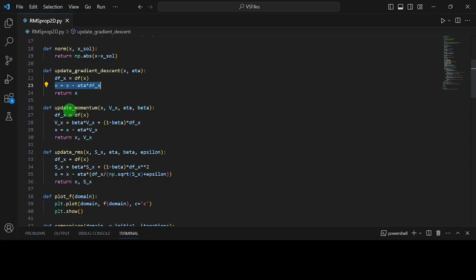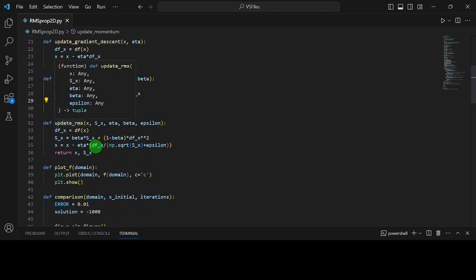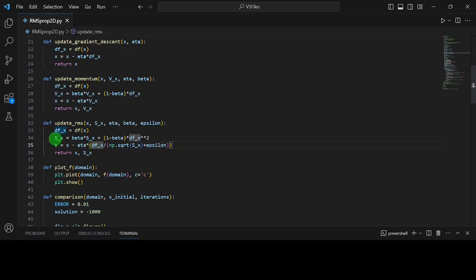And then we have the momentum, so gradient descent with momentum, where we have this term here, Vx, that's calculated with beta times Vx plus 1 minus beta times the gradient. And then you just update it like this. And then we have RMSprop, which is a little more complicated, but it looks like this if you're interested.